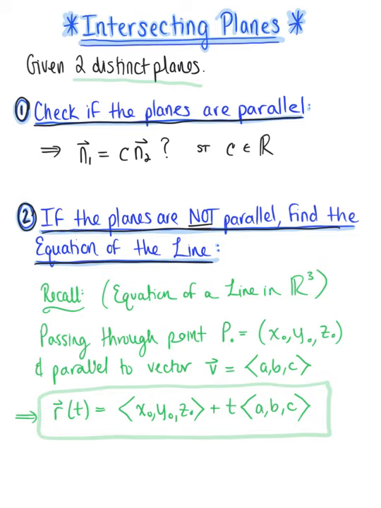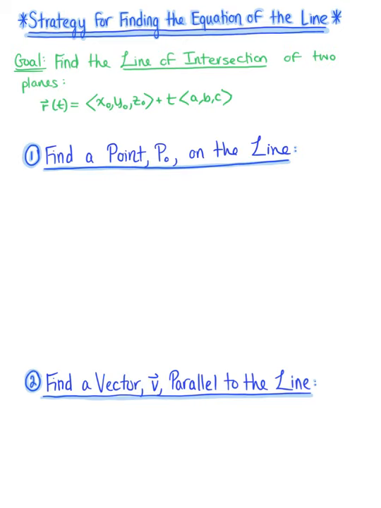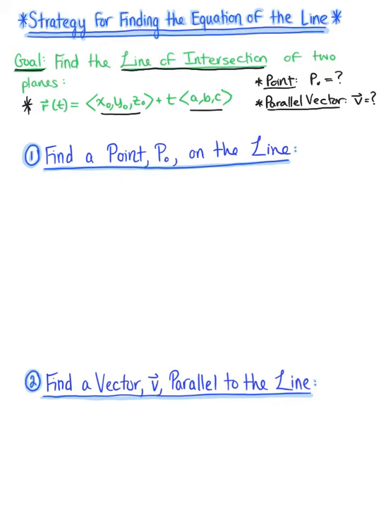So let's go ahead now and establish some strategy for how to do this. Here is a little strategy for finding the equation of the line of intersection between two distinct planes. As we begin, I want you to keep the goal in mind: to find the line of intersection between two distinct planes. Looking at our vector valued function for a line, we realize that we need two things. We need a point on the line, so we need to determine some point P naught that's on the line using just our distinct planes. We also need a parallel vector, specifically parallel to the line. That's our vector v. So we need to establish a strategy for finding the point and a parallel vector.